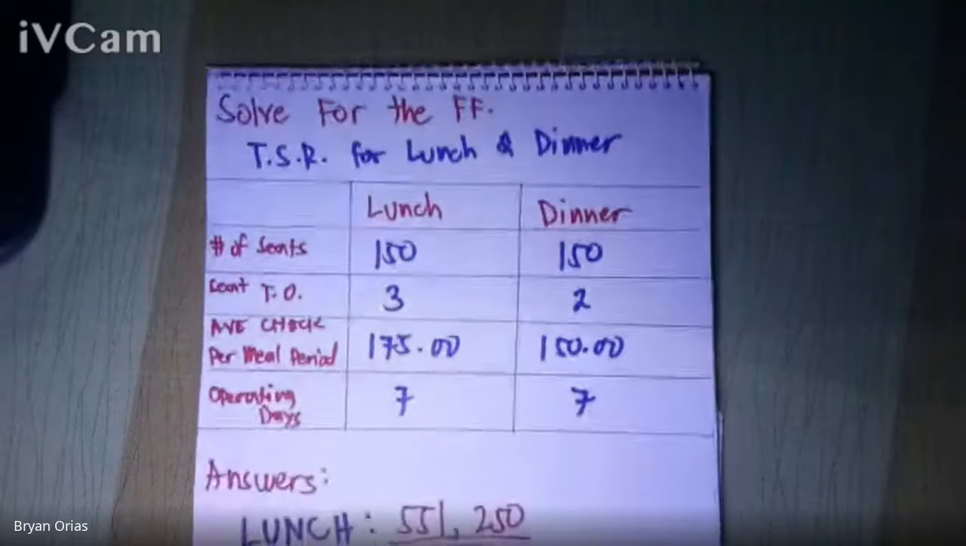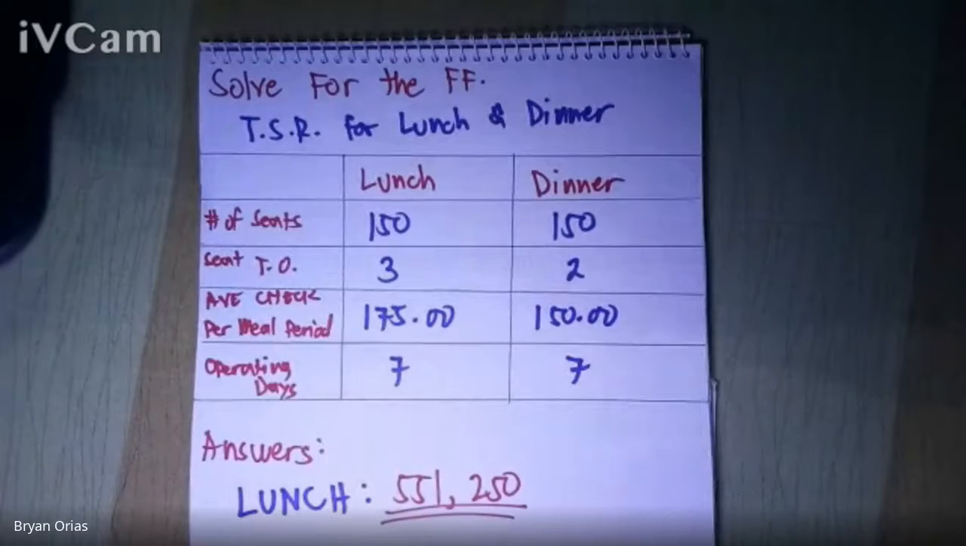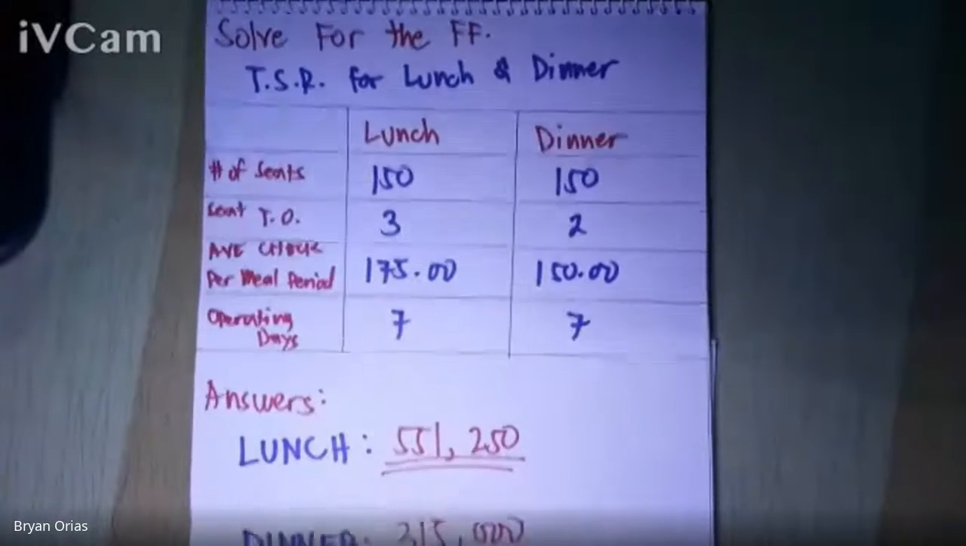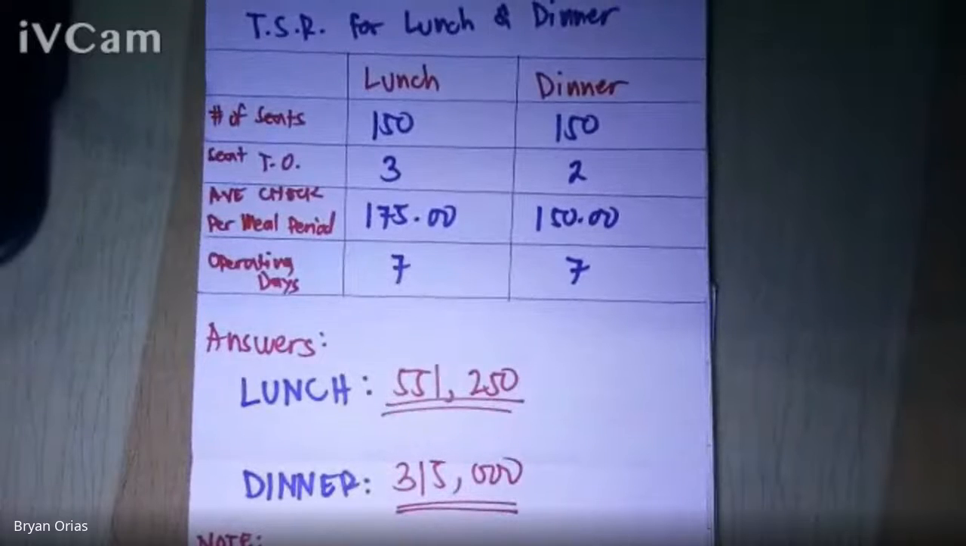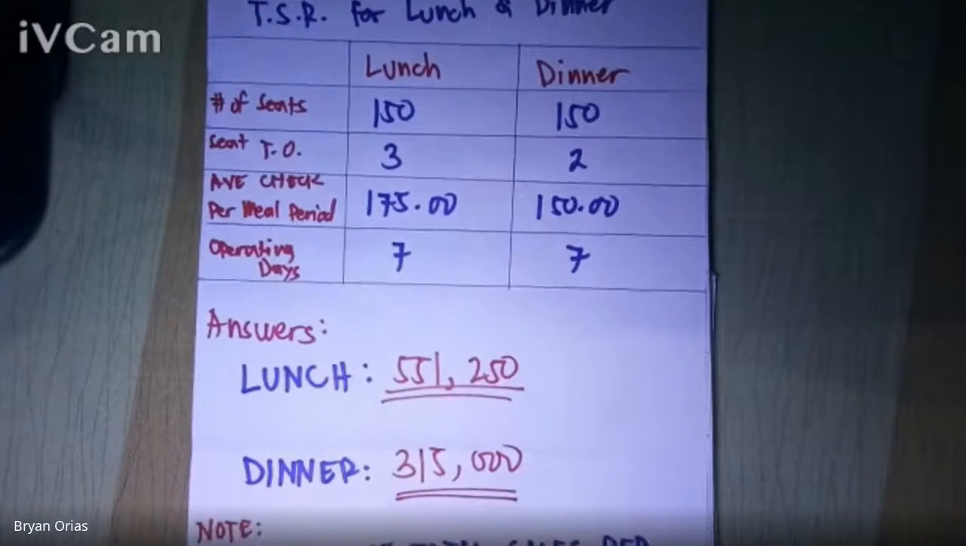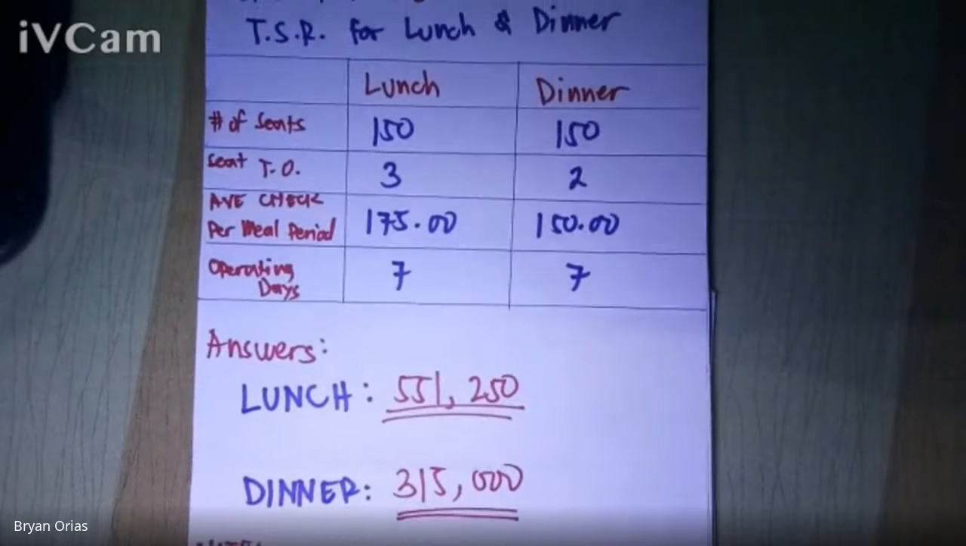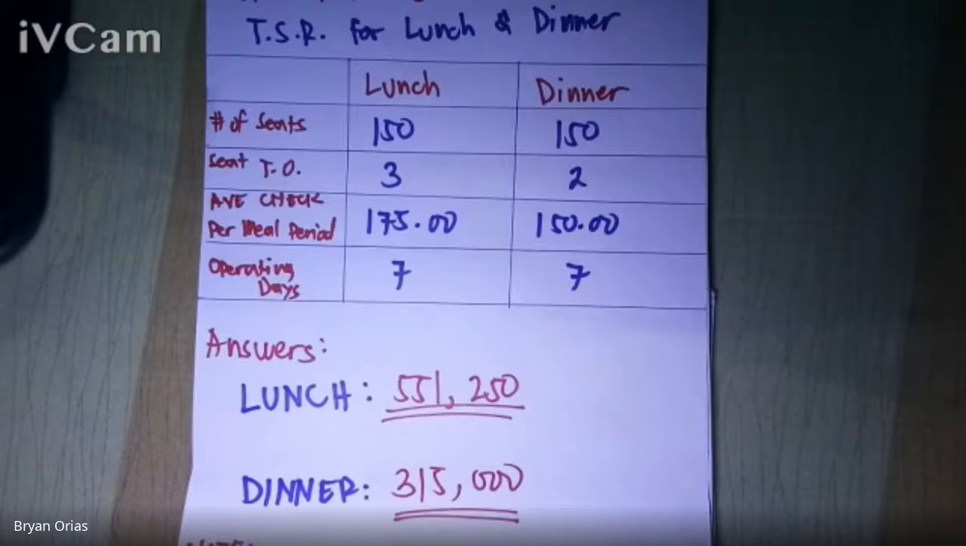Okay, so for lunch, you have 551,250 pesos. Then for the dinner, okay, correct. It is 315,000. Pwede nyo naman siyang i-directly na i-compute. Multiply nyo lang siya lahat if you're going to use calculator. 150 times 3 times 175 times 7, same answer lang po yung makukuha niyo.